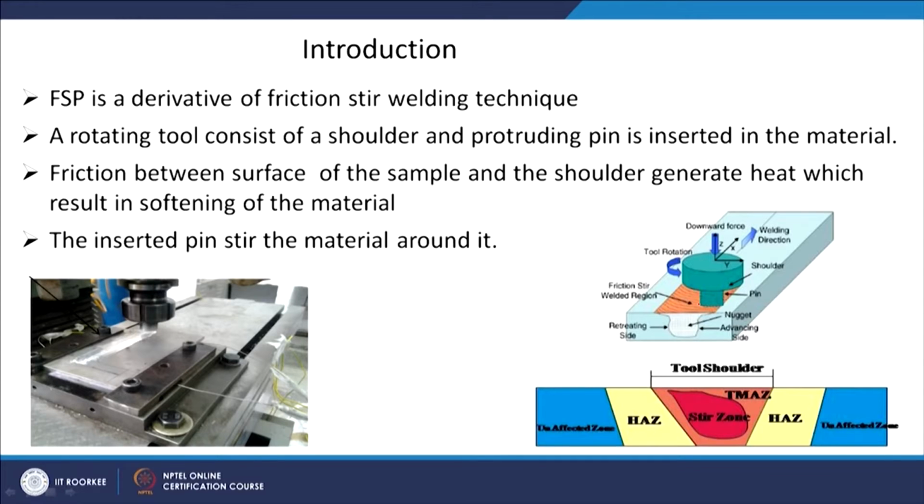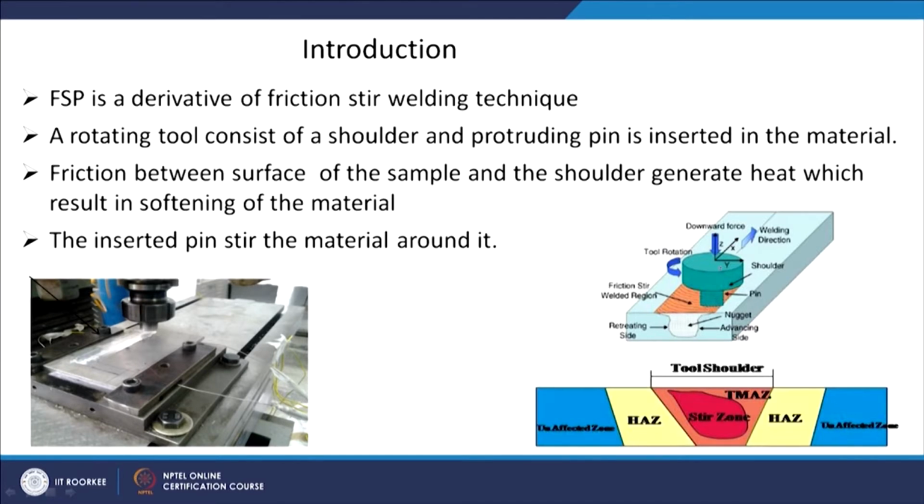and this tool is now rotating at a good RPM. So, what will happen is that this shoulder will rub against the surface of the workpiece and will generate heat through friction. And this heat will of course dissipate around, and when you go to higher temperature, we have already seen that the flow stress of the material keeps coming down. So, basically the material becomes soft. Then this rotating pin stirs the material around it. So, this soft material will be continuously stirred around the pin.